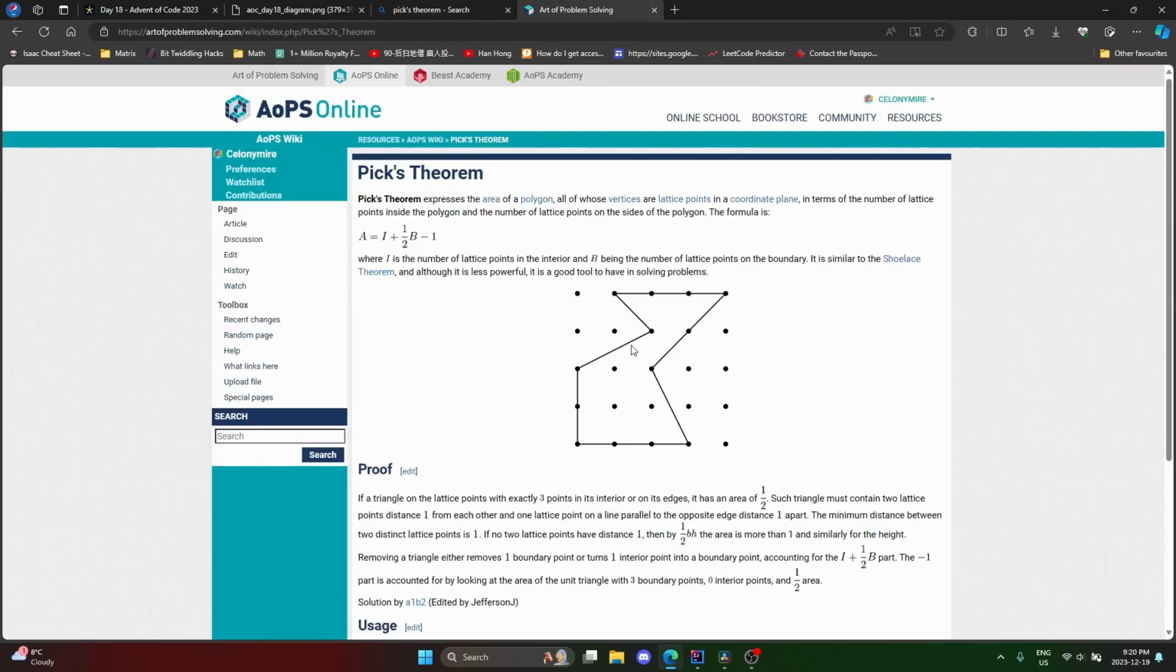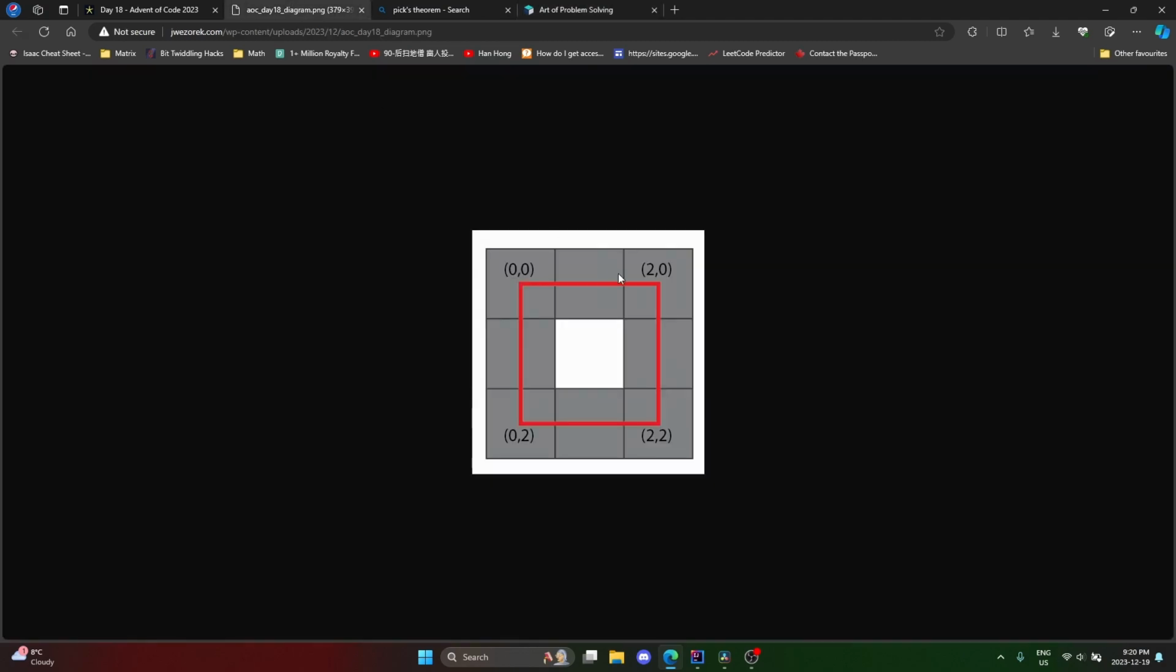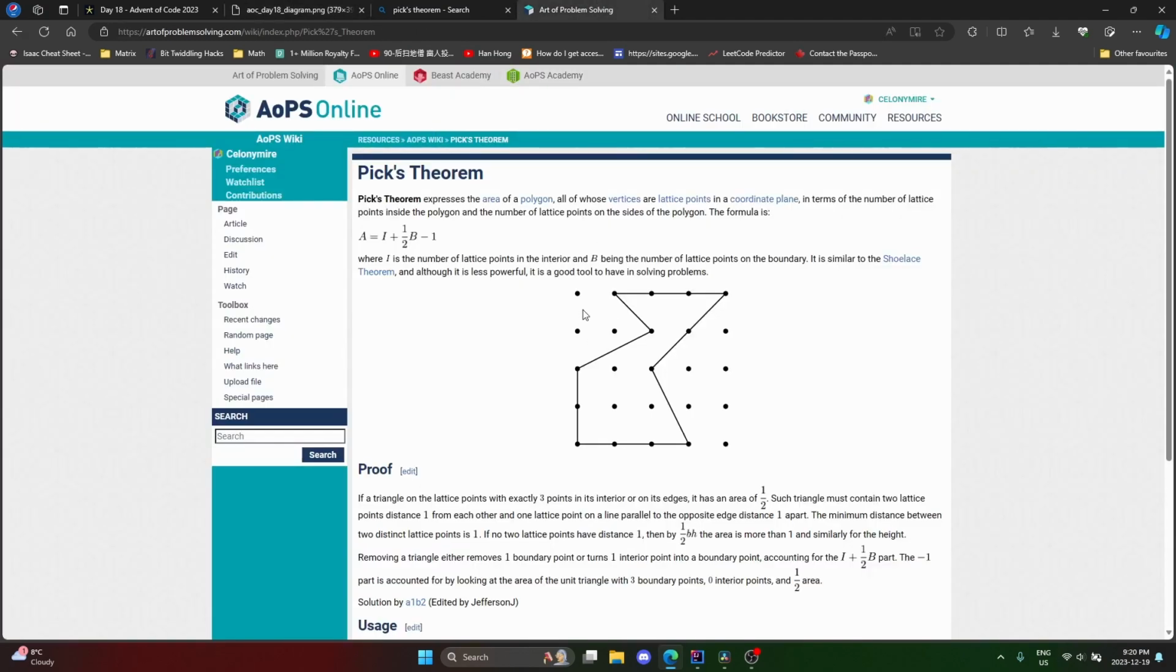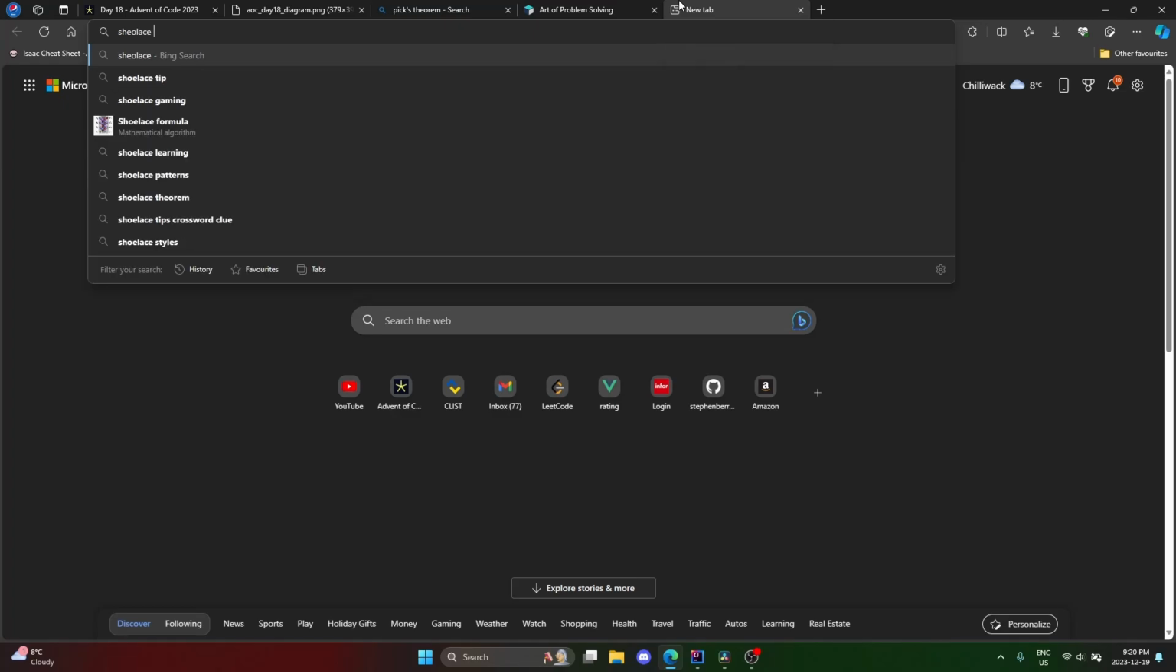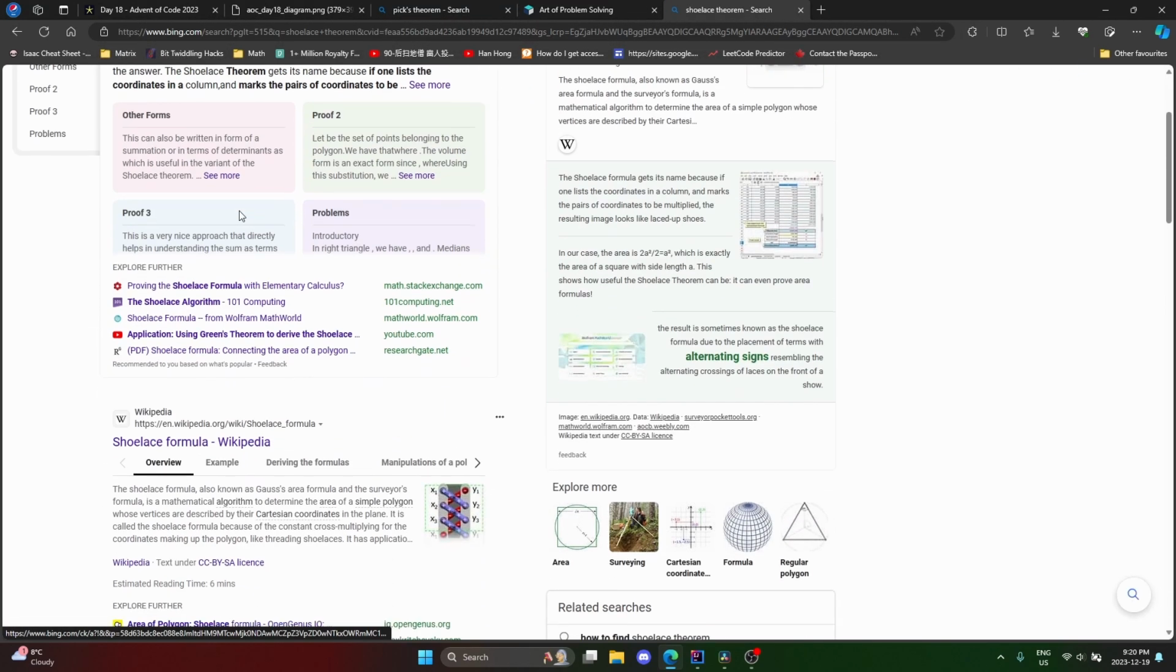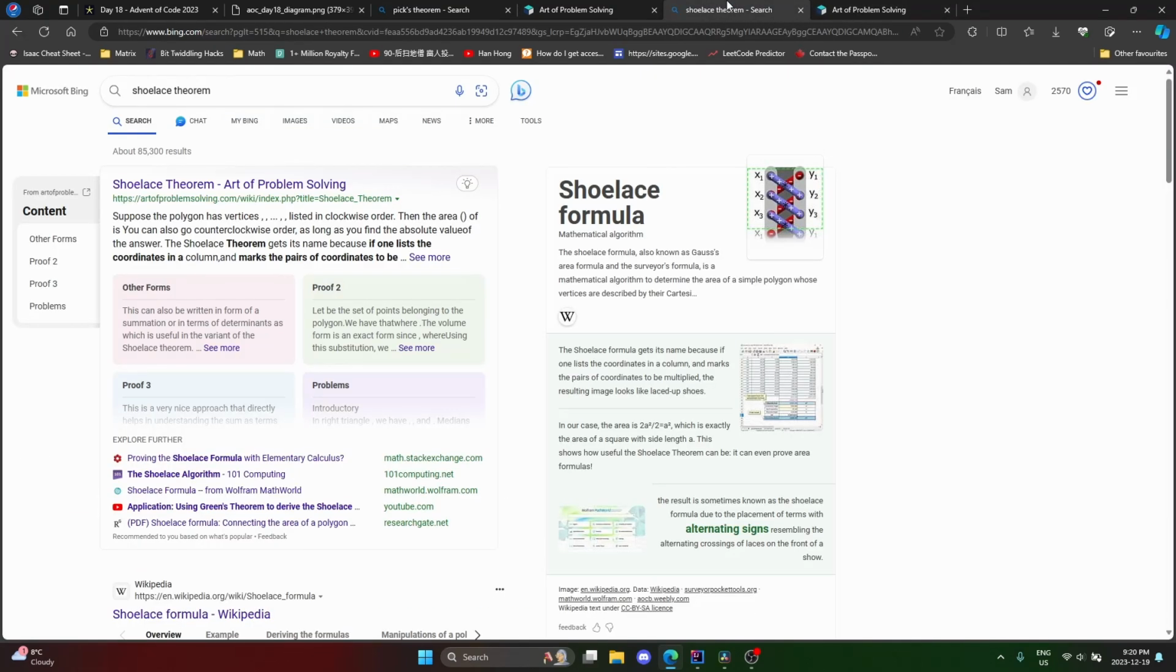And it's also a really nice polygon because it doesn't have these slopes. It's just either horizontal or vertical lines. So this image will come in a sec. So Pick's theorem. And another thing you have to know is called the shoelace theorem. These are really closely related, and I'll explain one confusing thing to you.